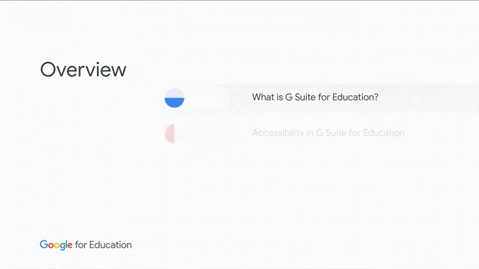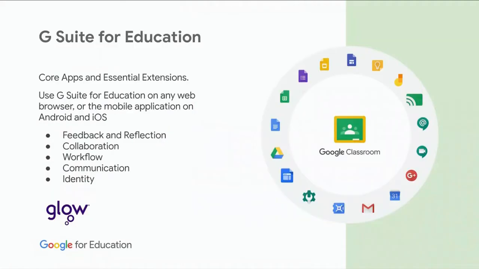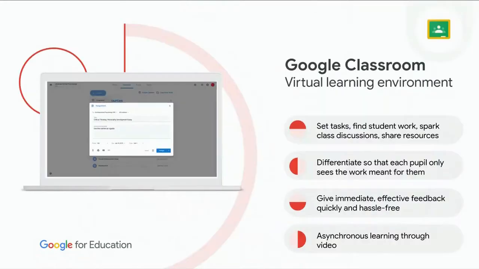In this video, we will explore what is G Suite for Education, along with some of the accessibility tools in G Suite and on Chromebooks. G Suite for Education is a suite of free Google tools and services that are tailored for schools. In Scotland, some local authorities have this switched on the Glow platform, while some others access this outside of Glow in their own tenancy. At the heart of G Suite for Education is Google Classroom.